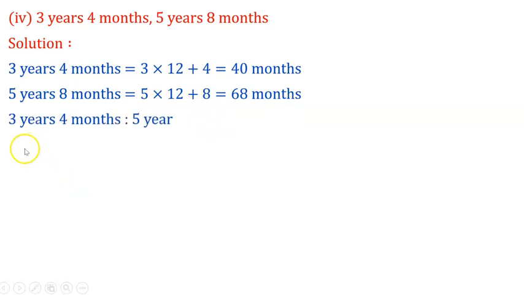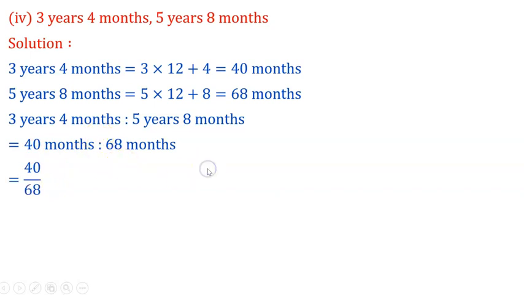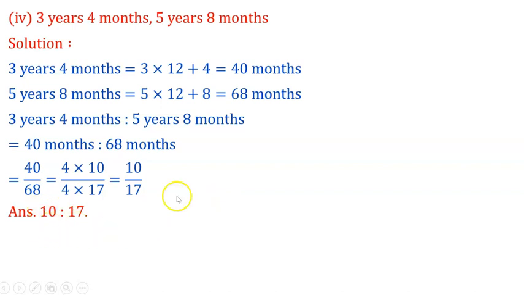Therefore, 3 years 4 months to 5 years 8 months is equal to 40 months to 68 months, that is 40 upon 68, you will get 4 into 10 upon 4 into 17. Here 4 gets cancelled and you will get 10 upon 17. Therefore, the required ratio is 10:17.